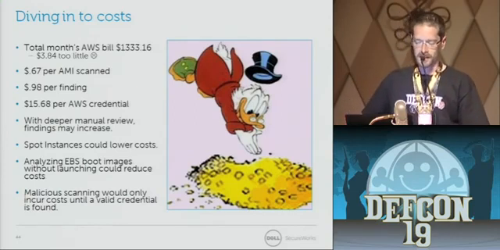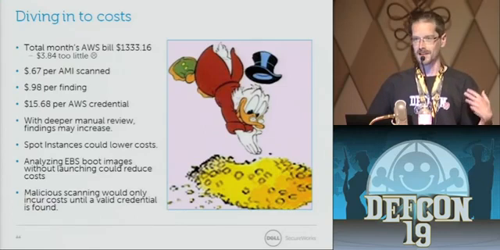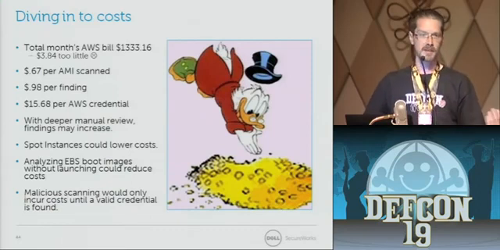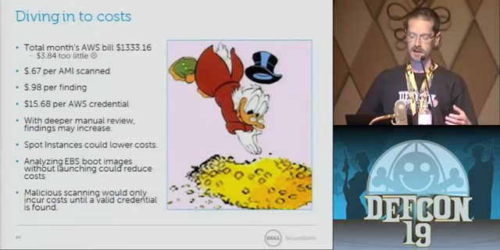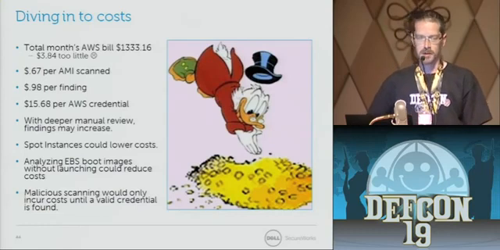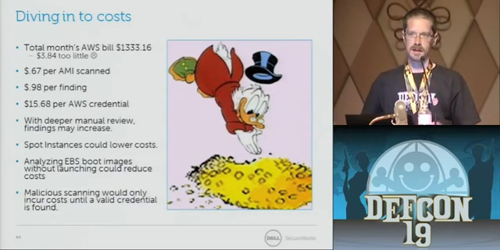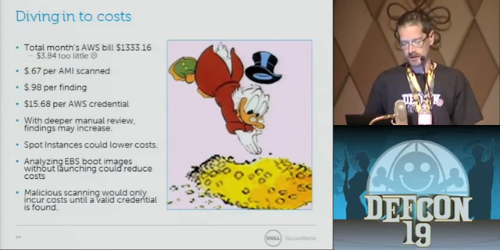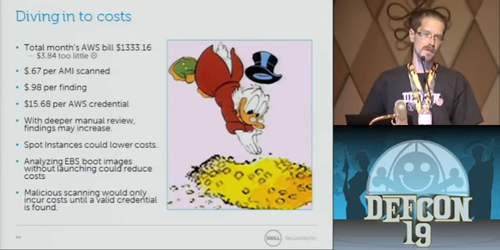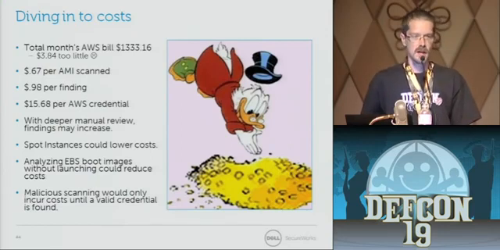We could have leveraged spot instances to lower costs. Spot instances use off-peak pricing. If you don't care when you run a task, you can run it whenever Amazon has more capacity available at a lower cost. It would have made the scripts a little more complex to keep state of what machines are running and not. And there's also the thought of analyzing the EBS boot images themselves without launching the instance. This might reduce costs. It might also increase the number of images we're able to test.